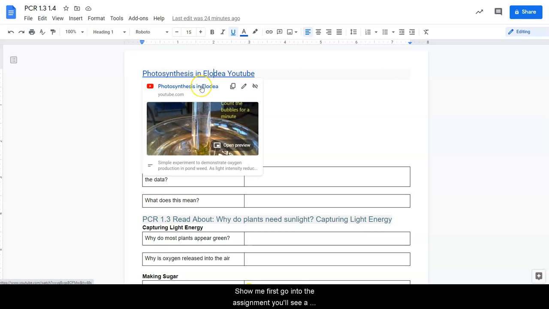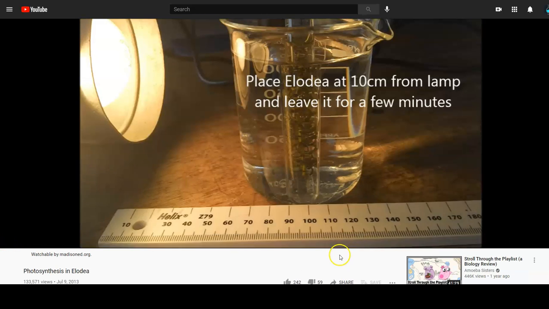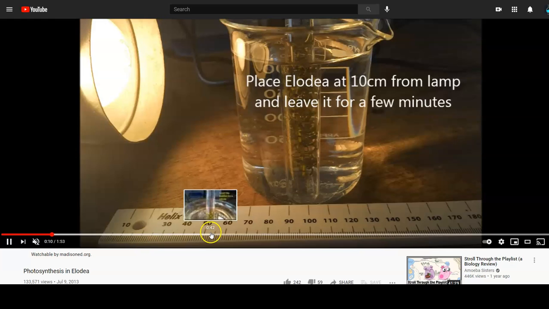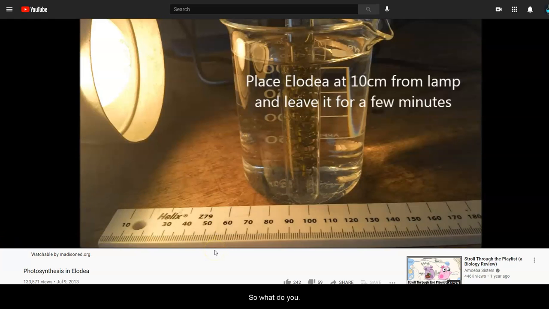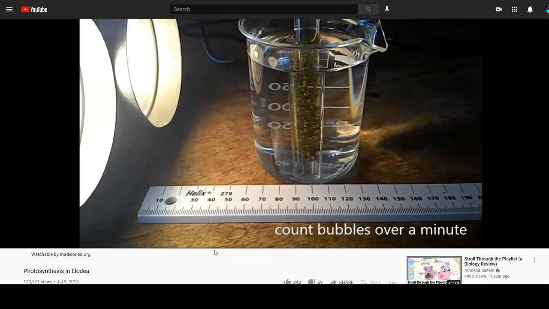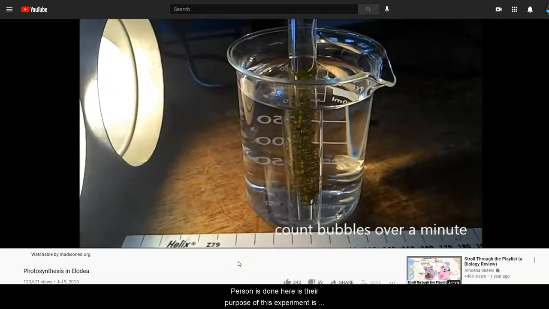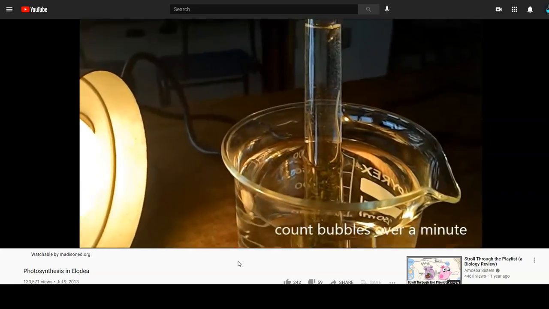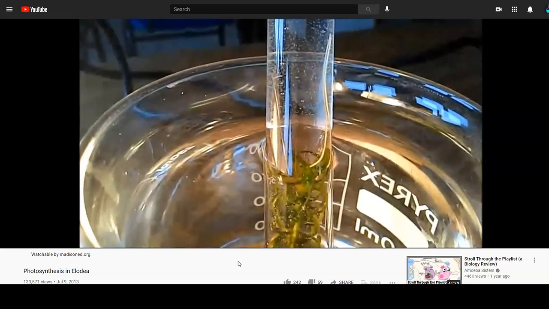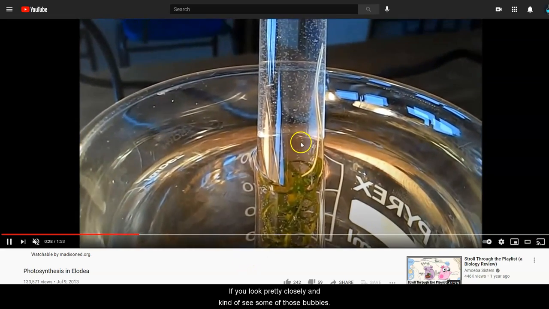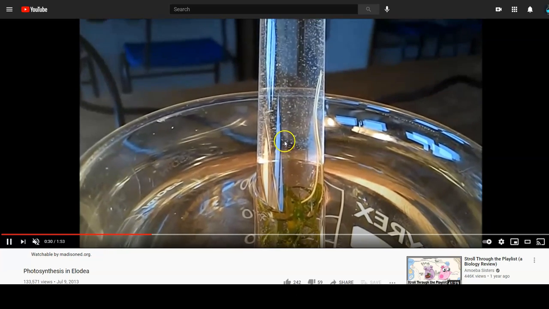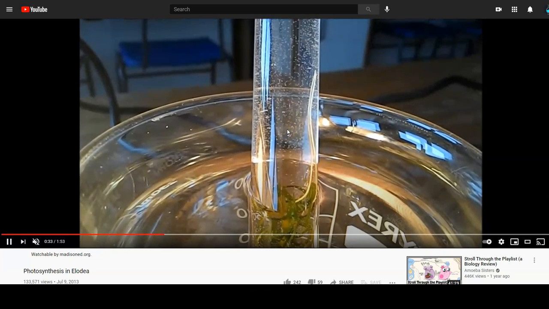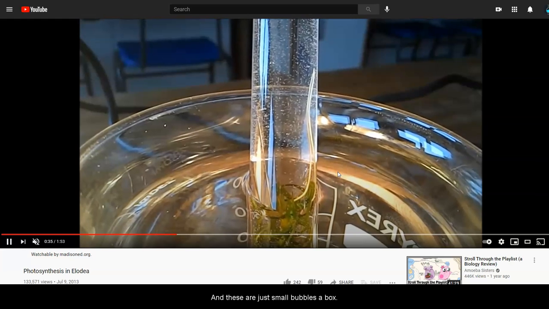When we first go into the assignment, you'll see a YouTube link, and then we'll be watching this video pretty quick. So what the person has done here is, the purpose of this experiment is to count bubbles that the Elodea produces over the course of a minute. And if you look pretty closely, you can kind of see some of those bubbles rising. And these are just small bubbles of oxygen.